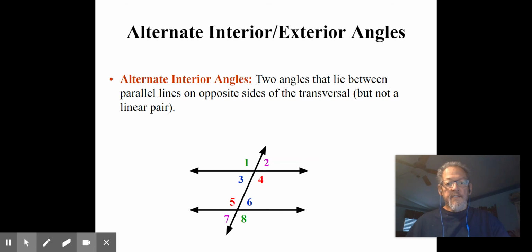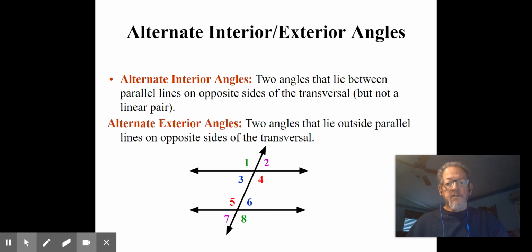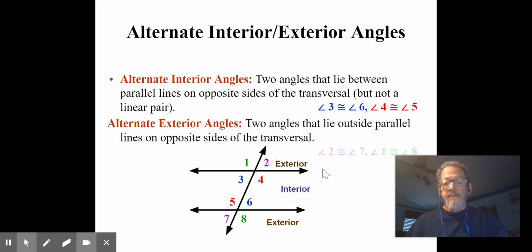Alternate interior angles, alternate exterior angles lie outside the parallel lines. So 3 and 6 are alternate interior, 4 and 5. There you go, and they're congruent. 2 and 7, 1 and 8 are alternate exterior, and they're congruent.